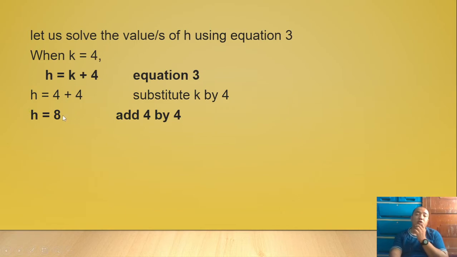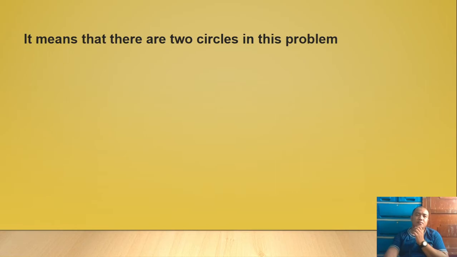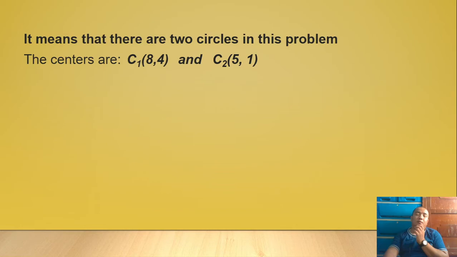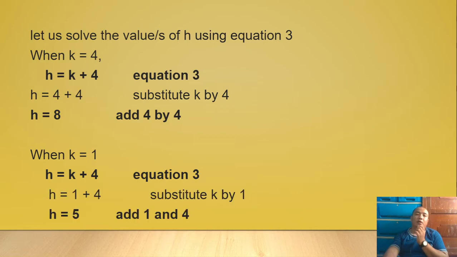Mauna parati yung hk, di ba? So when k equals 1, what about h? What's the value of h? That's easy. H equals 5. So for the second circle, the center is 5, 1. And so it means that there are two circles in this problem. The centers are for circle 1, 8, 4, and for circle 2, 5, 1. Diba? Tama? 8, 4, and 5, 1. Correct. Yeah, circle 1, 8, 4, circle 2, 5, 1 ang center.